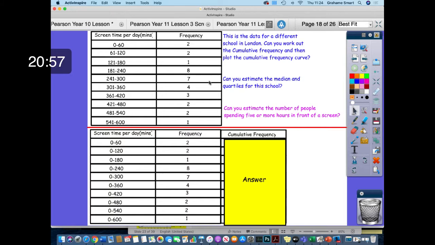And can you estimate the number of people? This is in purple because it's slightly trickier. You need to think about it. Can you estimate the number of people spending 5 or more hours in front of a screen? Okay, based on this information.